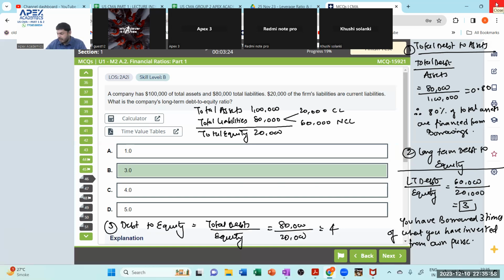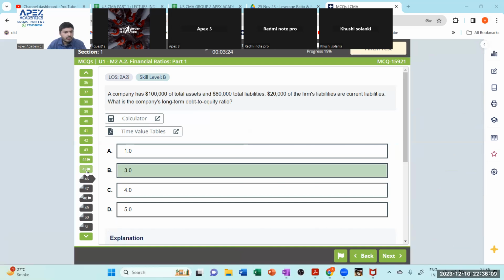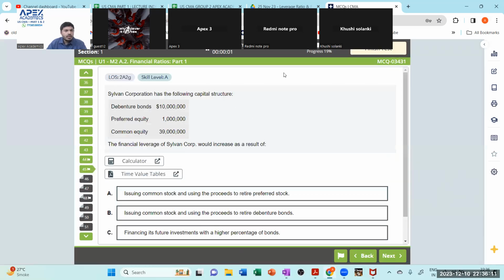Question number 45. Again a good question. What are they doing in this question? Pay attention. Debenture bonds means non-current liability. Preferred equity, preference share capital, is a part of equity, that is, owner's funds. Common equity is nothing but equity share capital.